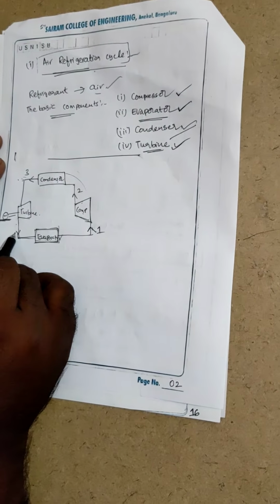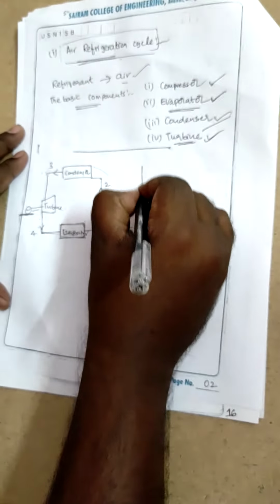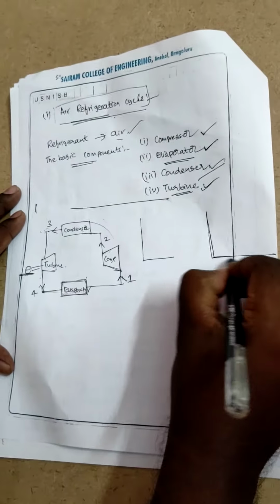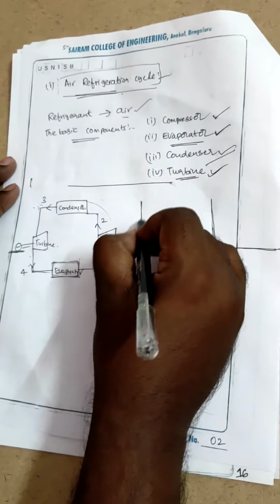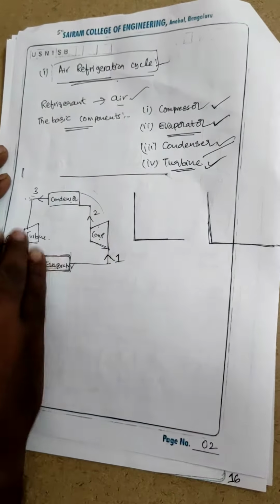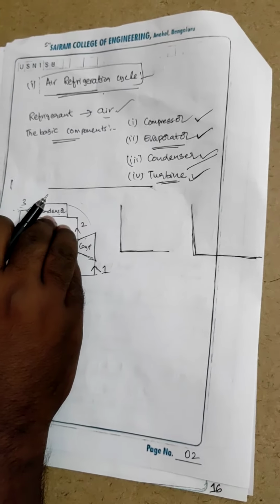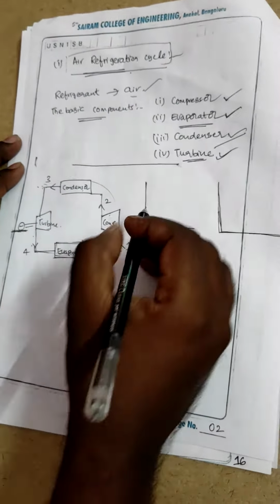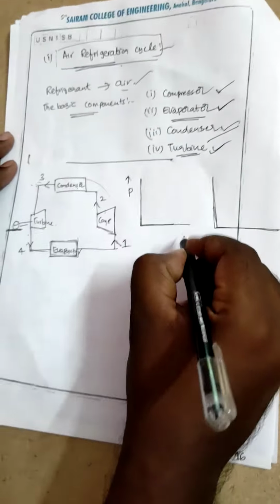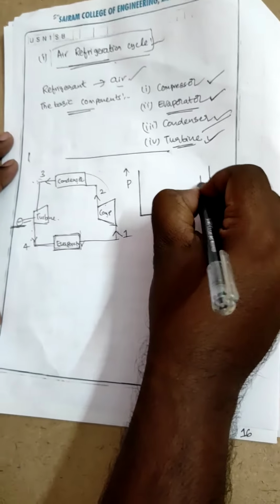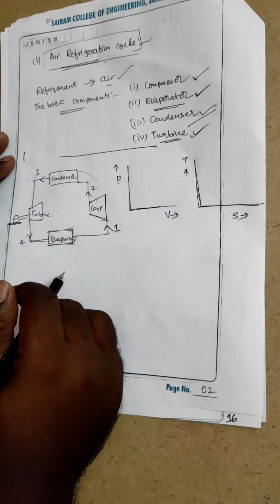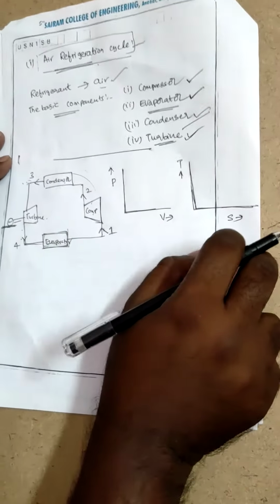The same thing has to be drawn in the PV and TS diagrams. For every cycle in the previous chapters or topics, we have discussed all the components, and the refrigeration cycles are shown in graphical representation. So this is pressure, and this is volume, and this is temperature, and this is entropy.